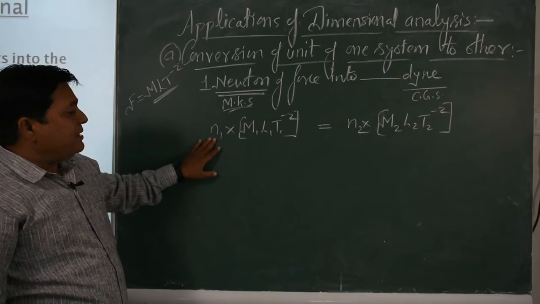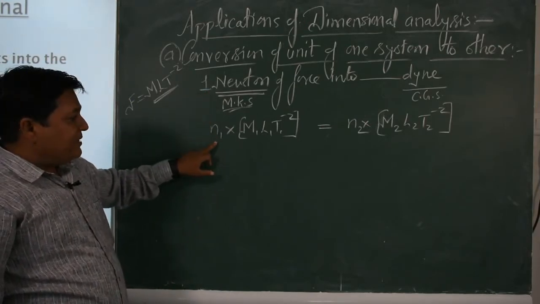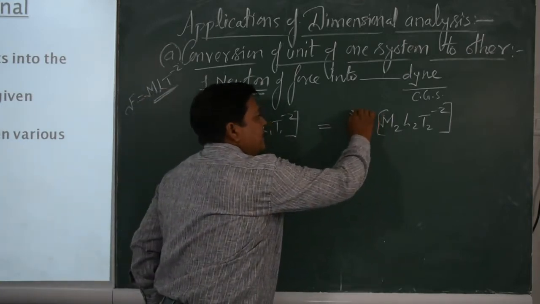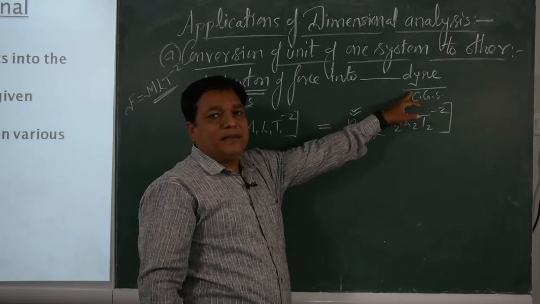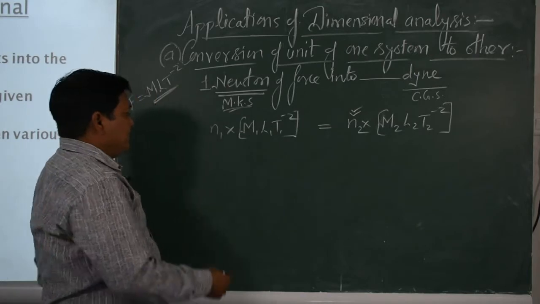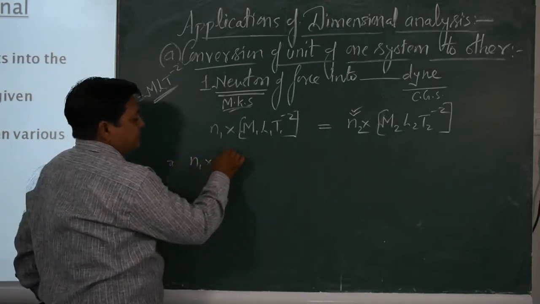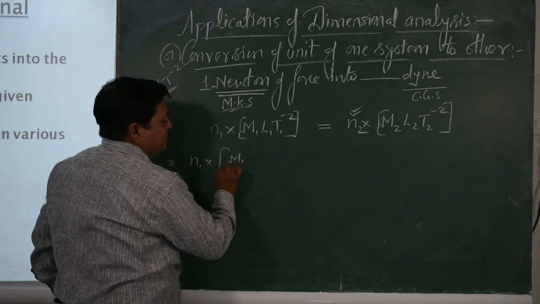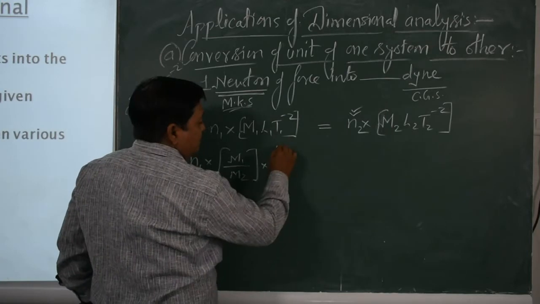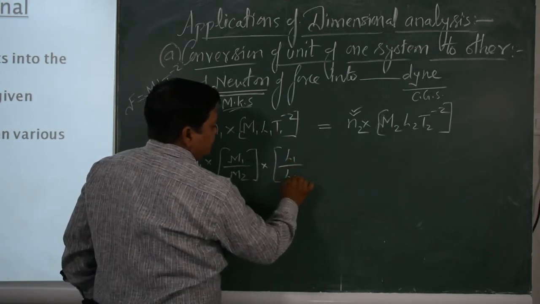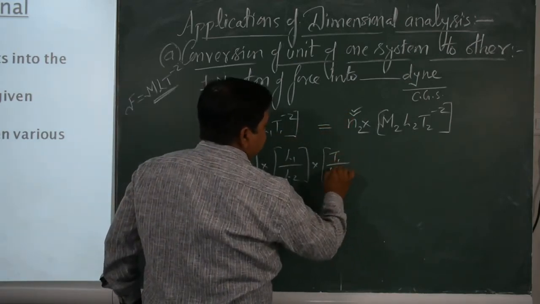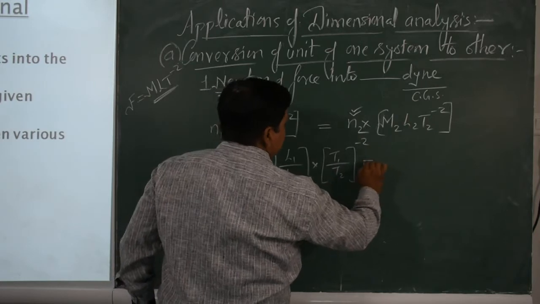We know that this number of times n1 is 1 only, so we write 1 here. We bring this term downward. We have to find how many times this dyne is there in the CGS system. So we have to find out this n2. We bring this term down here. So let us see, n1 into M1 upon M2 into L1 upon L2 into T1 upon T2, and the power is the same there, minus 2, which is equal to n2.